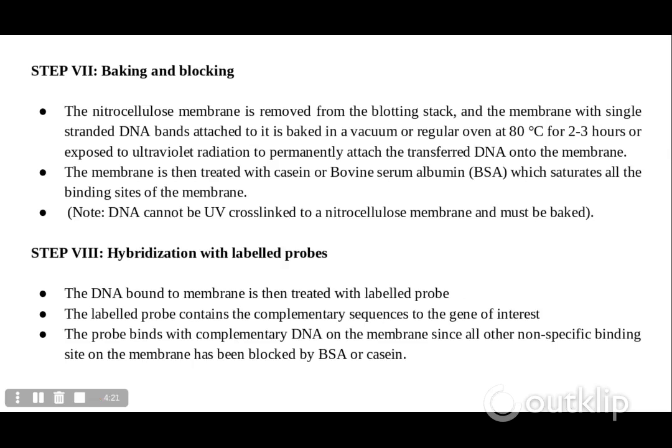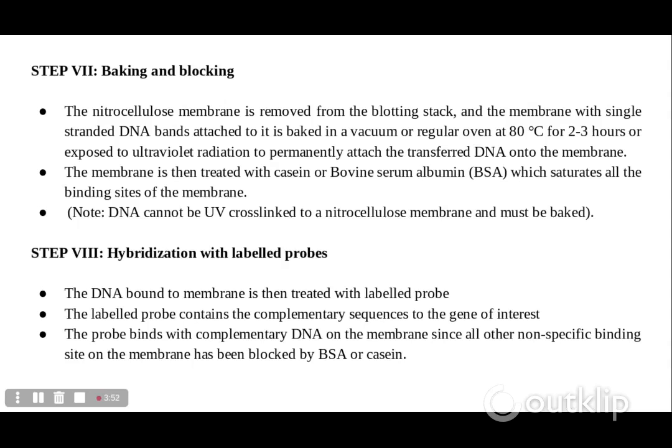The seventh step is baking and blocking. So we cannot use UV cross-link here. We cannot use UV for cross-linking between the molecule and the membrane because the DNA is not suitable for that. So we need to bake it in a regular oven or a vacuum at 80 degrees Celsius for 2 to 3 hours, and then we add casein or bovine serum albumin, which saturates it.